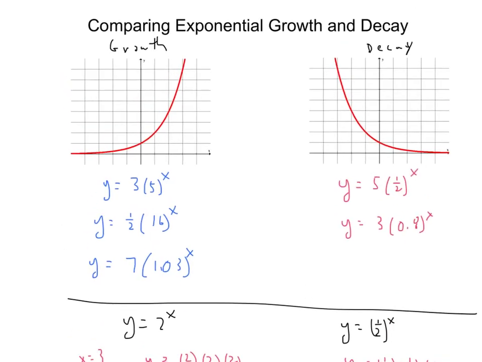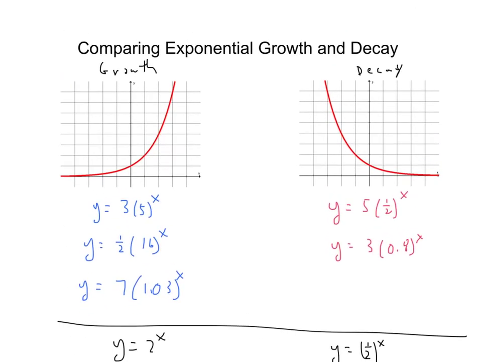Okay, so the big thing you've got to know is for your growth graphs, when this factor is bigger than 1, it's going to be growth, and it's going to look like this, getting bigger as our x gets bigger. For decay, this factor is less than 1, and it's going to get smaller and smaller and smaller, but never quite hit 0 as x gets bigger.